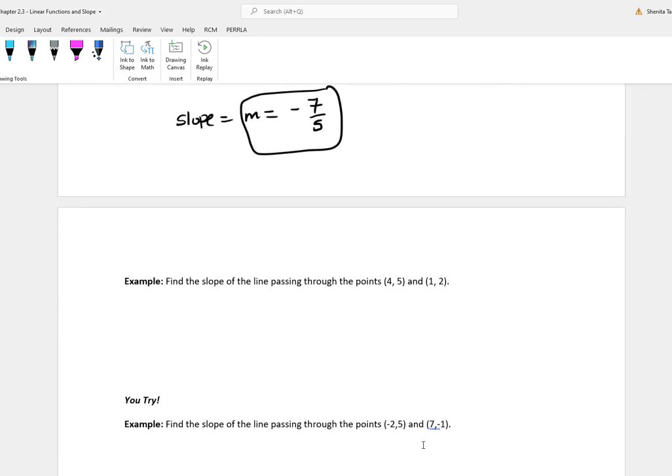Alright, let's do another one. This time the line is passing through the points 4, 5 and 1, 2. This time I'm going to let this first set of points be x2, y2 and the second set of points be x1, y1. So now we're going to plug everything back into our slope equation. We get 5 minus 2 all over 4 minus 1. You get 3 over 3, which is 1. Okay, so your slope is 1.